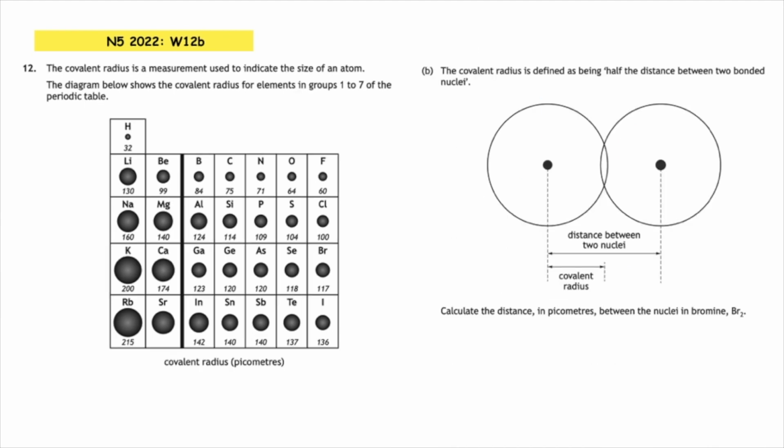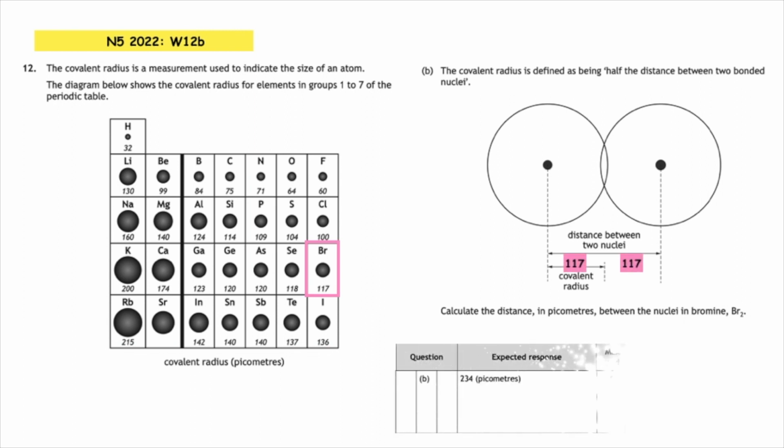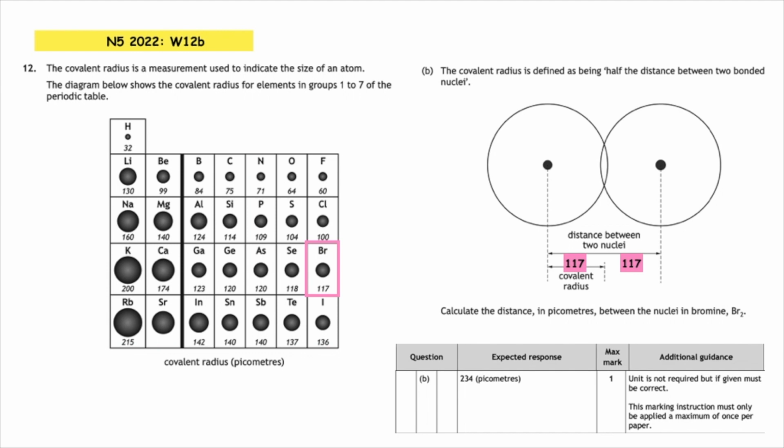12B, the covalent radius is defined as being half the distance between two bonded nuclei. We can see in the diagram here, we've got the distance between the two nuclei and it's shown halfway we have the covalent radius. It says calculate the distance in picometers between the nuclei in bromine. So if we use the table given, we can see that the value given is 117. So if the covalent radius, that's half of the distance 117, the other half's got to be the same as it's the same element, which is 117. So 117 plus 117 gives us 234 picometers.